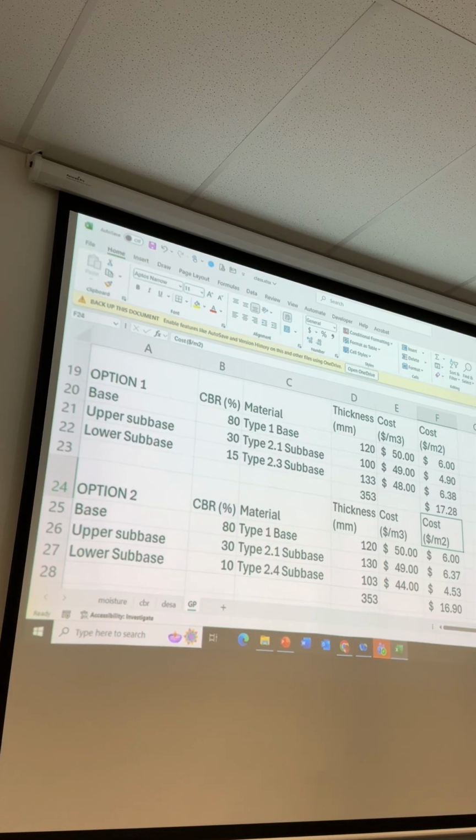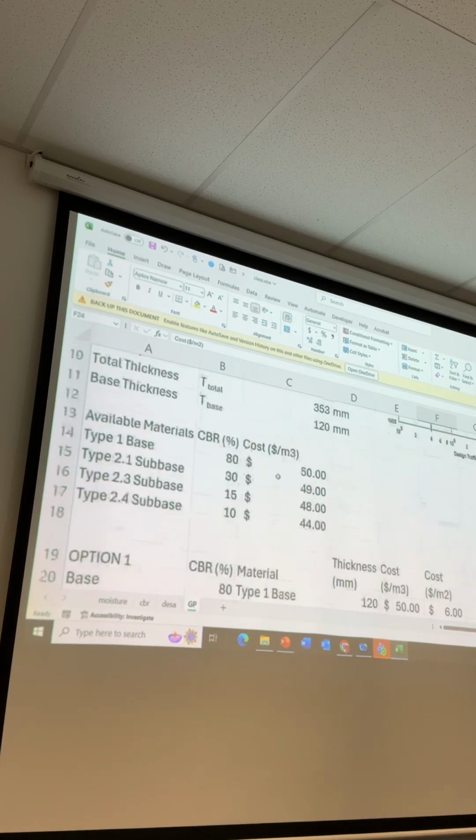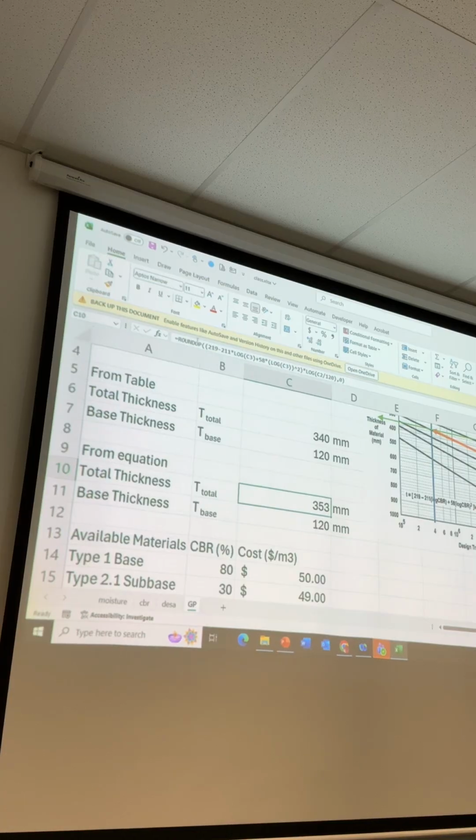And then in this calculation of the thickness, you're not going to round up. I'm asking you to round to a multiple of 5 or 10. So it's a close number, not 353, 355. And you need to add your ID number to make it customized. And that's it. So this is how we calculate a granular pavement.